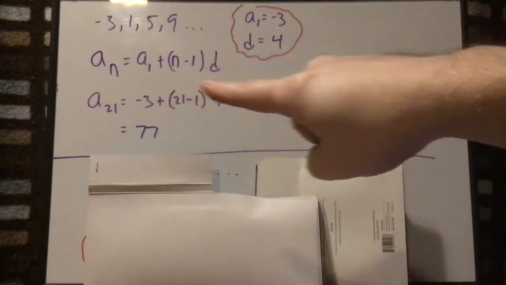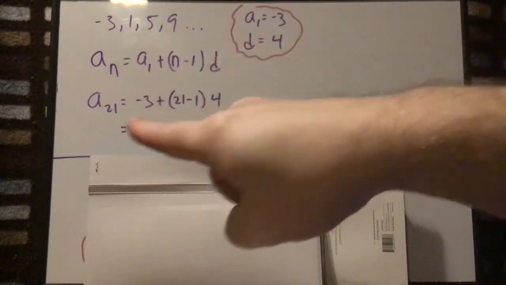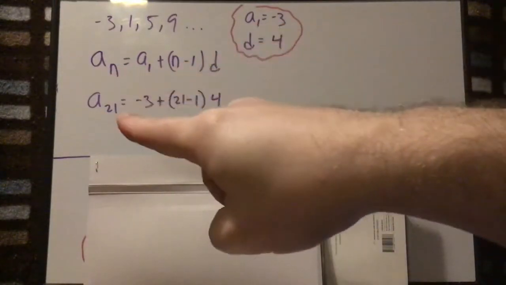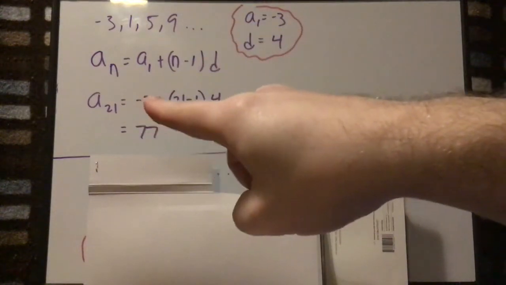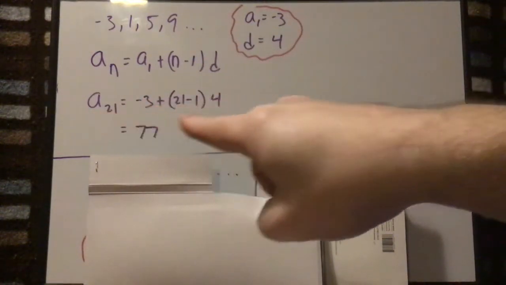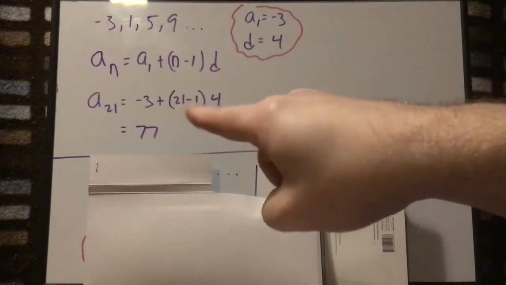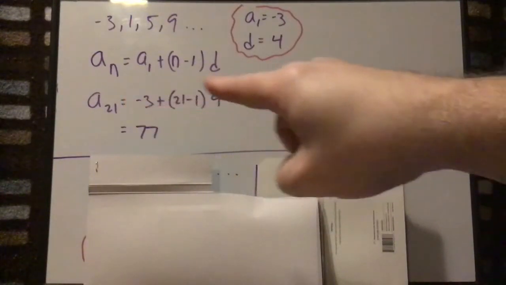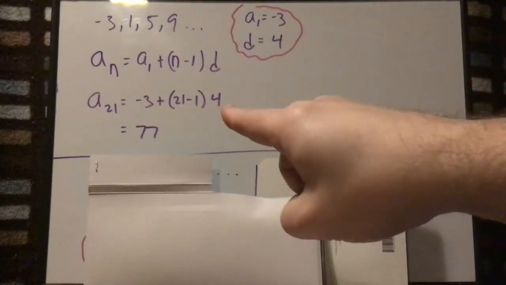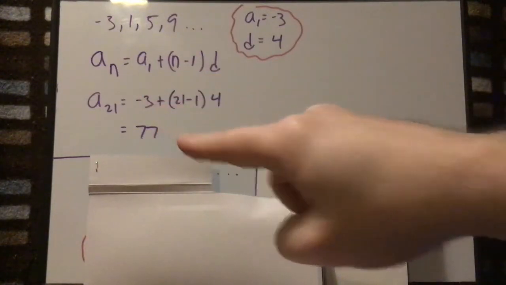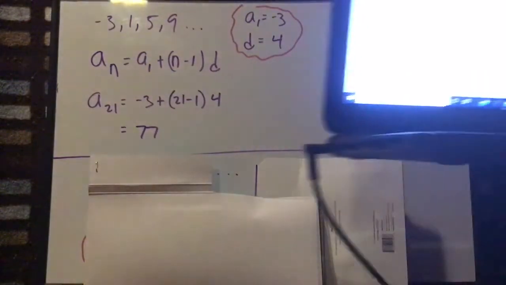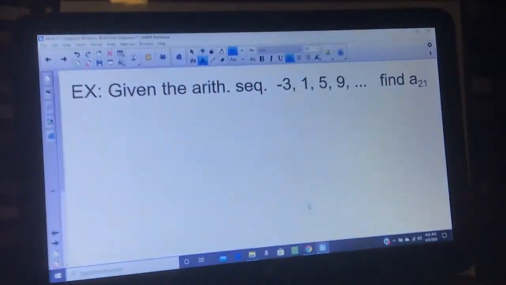Then, using the general formula, how will I get the nth term? Well, I want the 21st term. I would take the first term, which is negative 3. Now, I'm going to add, remember to do n minus 1. So I'm going to do 21 minus 1, which is 20, and multiply by the common difference. This whole thing basically comes out as 20 times 4 is 80. 80 plus negative 3 is 77. So what is the 21st term? 77. And I didn't have to write out all of the terms.